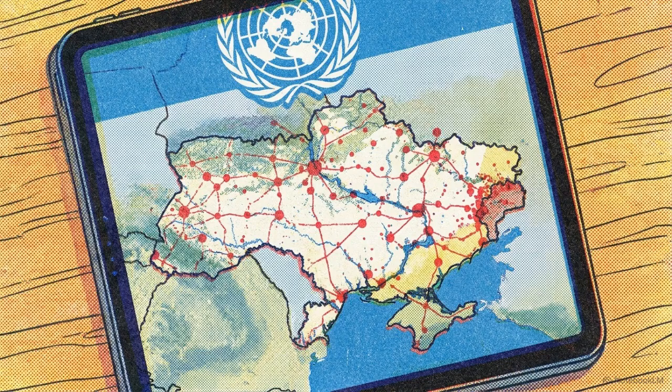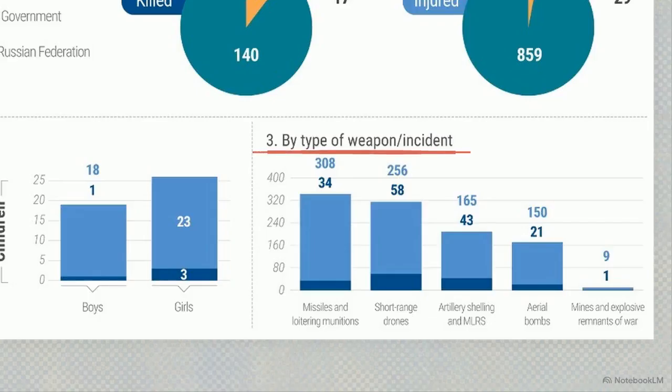The data from the UN Human Rights Monitoring Mission in Ukraine from December 2025 serves as a primary indicator of this spatial expansion. This chart breaks down casualties by weapon type, establishing the variety of the modern arsenal. 1/3 of all civilian casualties recorded here resulted from long-range strikes. These typically affect urban centers located far from the active frontline.